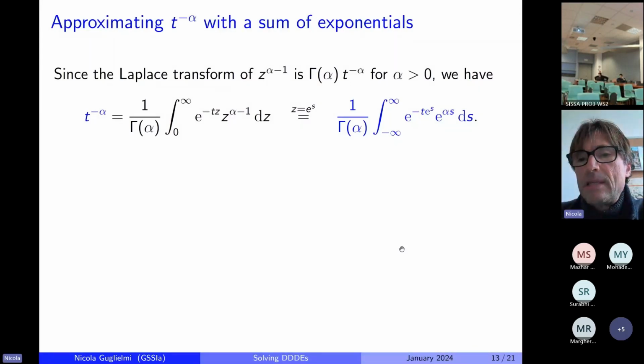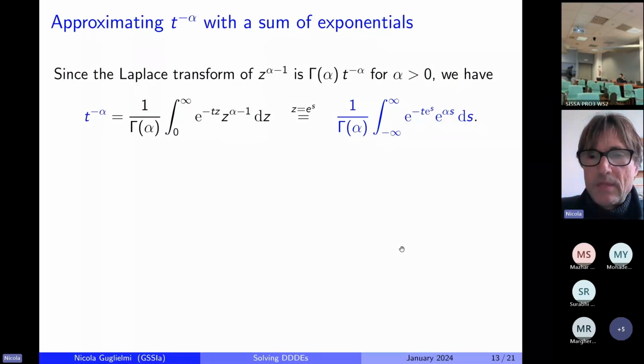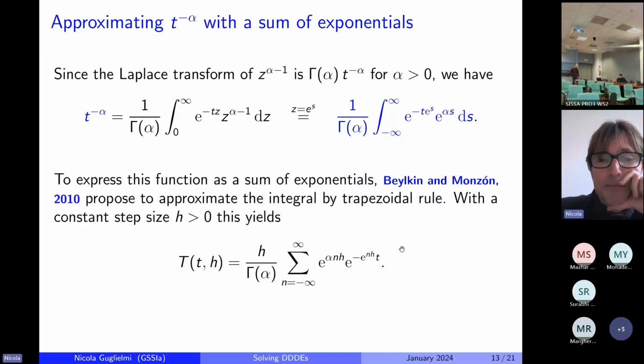Now it's intuitively clear what to do. For an analytic function, the use of the trapezoidal rule gives you spectral convergence. So we have the hope, by discretizing this integral, which is the real Laplace transform of t to the minus alpha, to get, with a relatively small number of exponential terms, a good approximation. So this is the step. This was proposed by Beylkin and Monzón in 2010. Apply a trapezoidal rule to approximate this integral, and in this way, t to the minus alpha.